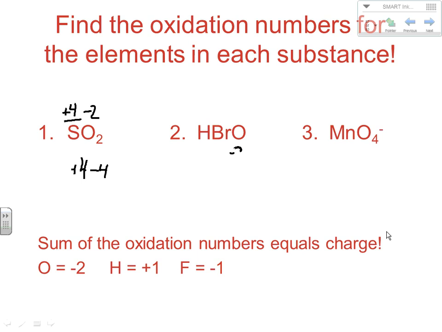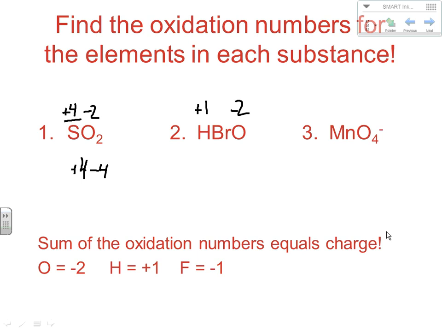Okay, I know oxygen's going to be a -2, and there's only one of them, so it's going to be a total of 2 negative. So let's keep it simple. Let's write what we know. So we know oxygen is a -2. Now we know hydrogen, when it's with nonmetals, is a +1. So we know that's going to be a +1. What we don't know is what the Br is.